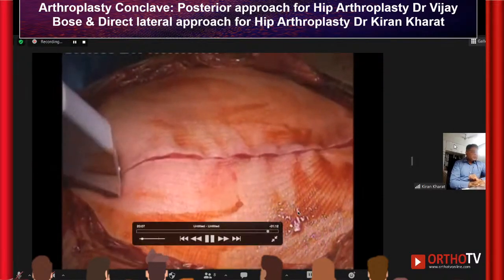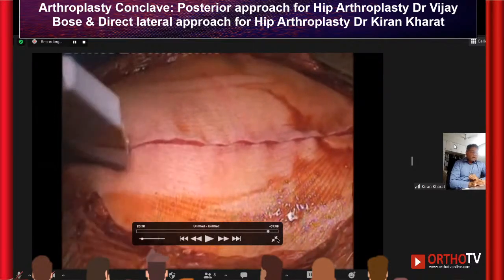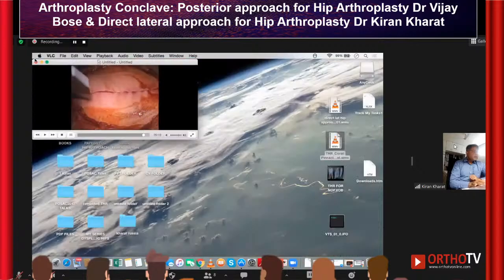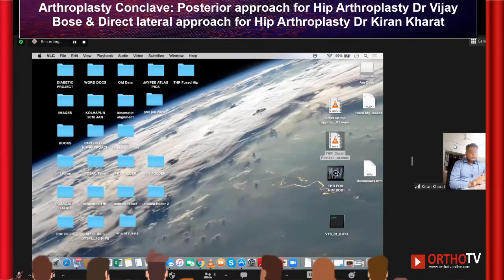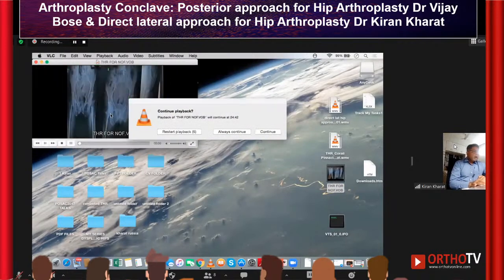You can use staples, or you can use subcuticular sutures. And the last video, which is a very, very short video, is to show how to do this in a fracture neck scenario. And again, I will bring the cursor to the skin incision. This was a live demonstration in Kolhapur Medical College.